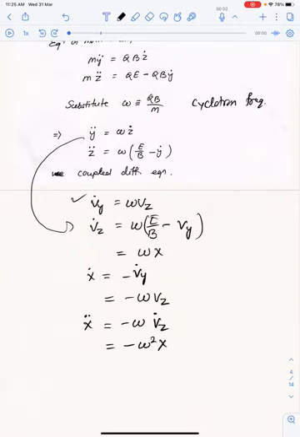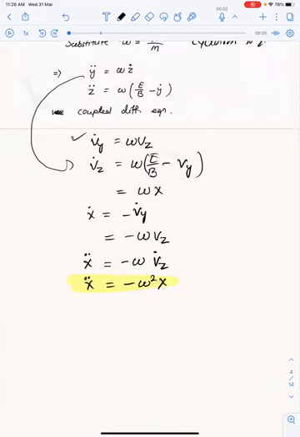Now look at this equation. I'm sure you may be familiar with this kind of equation. This is like d square x by dt square equal to minus some constant omega square times x. So this has a very general solution in calculus, and we can write the general solution like x equal to a sine omega t plus alpha, something like that. So this is a more general solution.